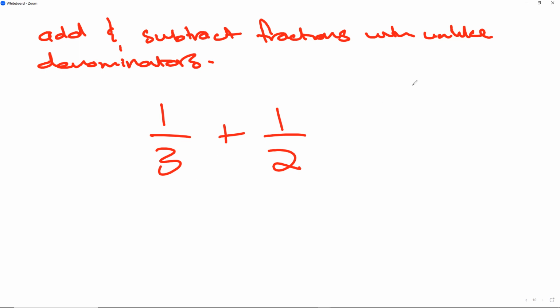If I look at 3 and 2 and find a number that can divide into 3 and 2, what number can divide into 3 and that same number divide into 2? That would be 6. That would also be 12. So let's choose one of them. Let's choose the lowest one. We call this the lowest common multiple.